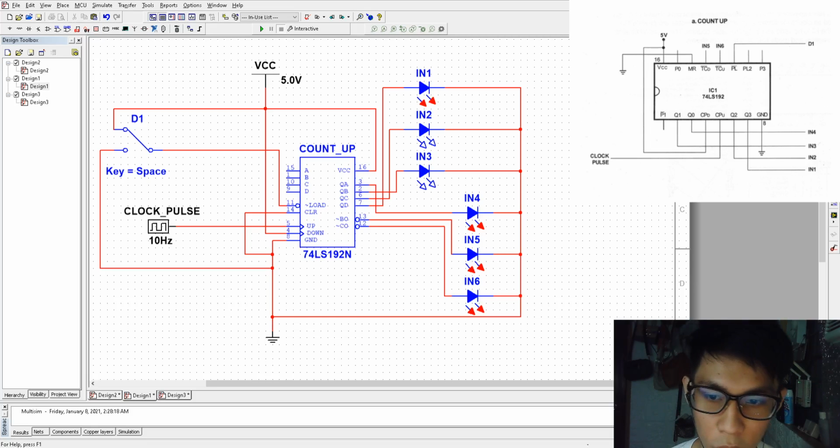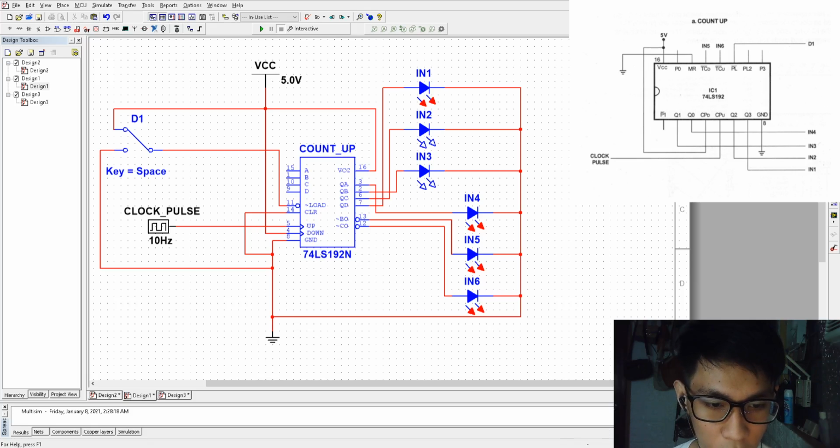This experiment illustrates the operation of a typical TTL up-down counter, the 74LS192. This IC is a fully synchronous 4-stage up-down BCD decade counter with parallel load and master reset inputs that can override the clock.